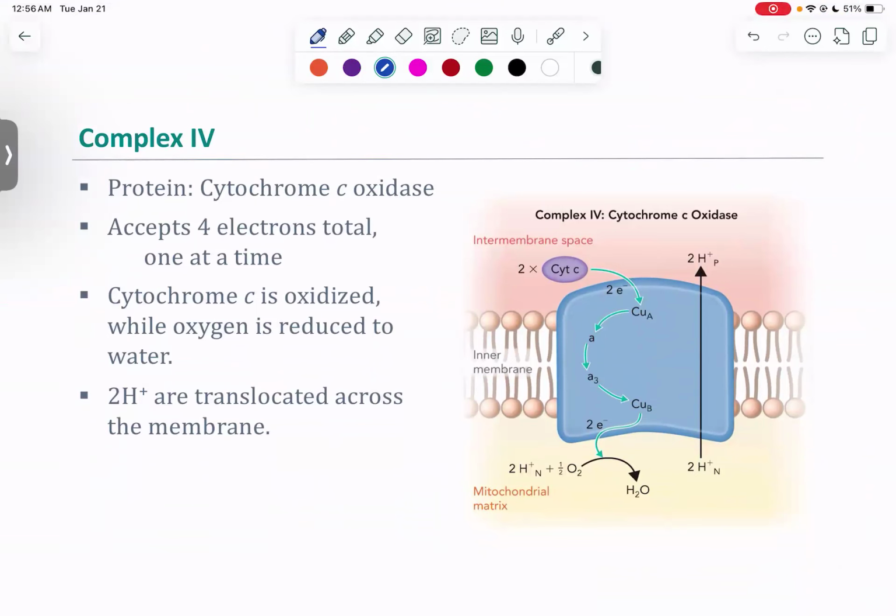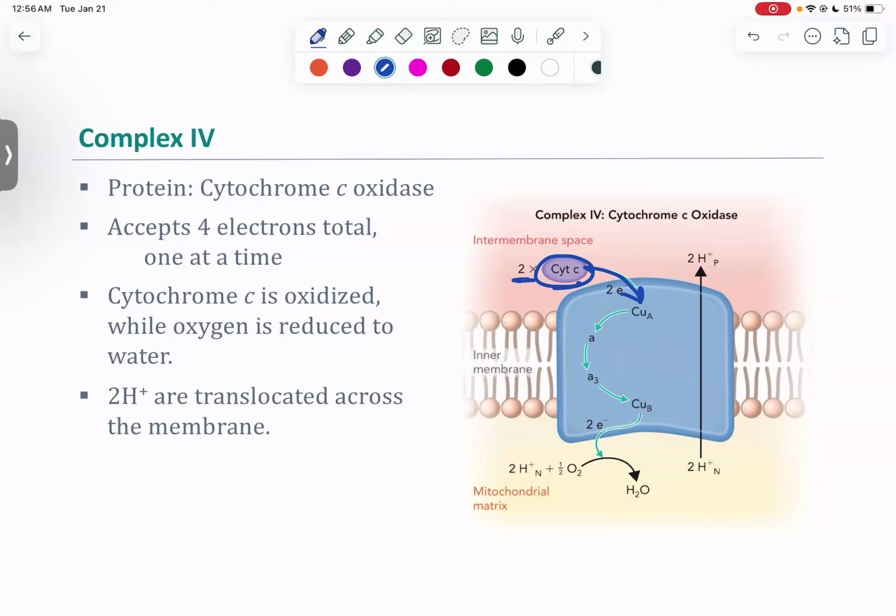So now complex 4, we're almost there. Cytochrome C oxidase. So we've got that electron, it's in cytochrome C, and we've had to do this twice. So those 2 electrons that come from cytochrome C making 2 trips is going to drop off electrons.